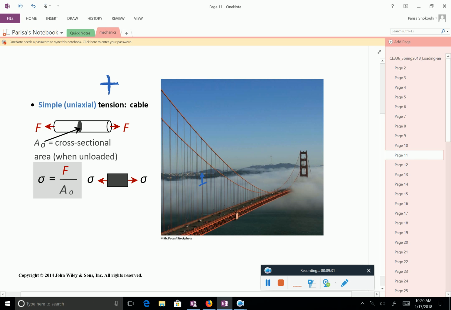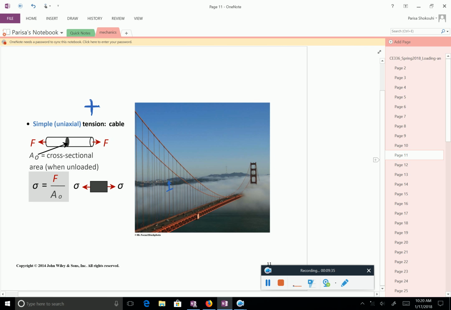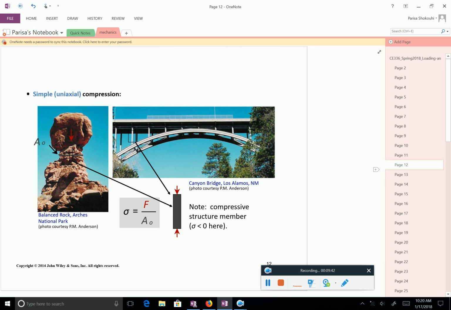How about compression? In this very same bridge, if you look at the piers, or in general, if you look at any two bodies, if they are sitting on top of each other, what you see at the interface, you have compression.